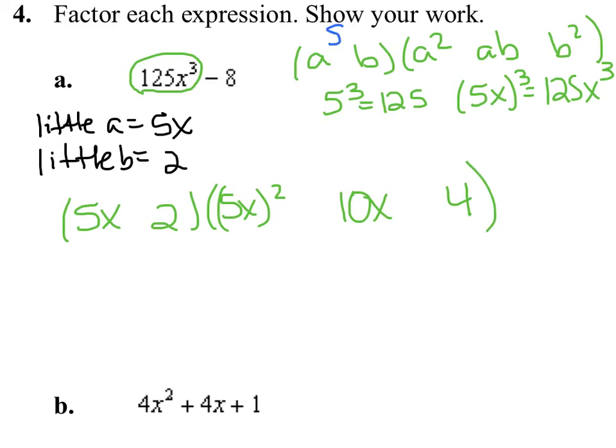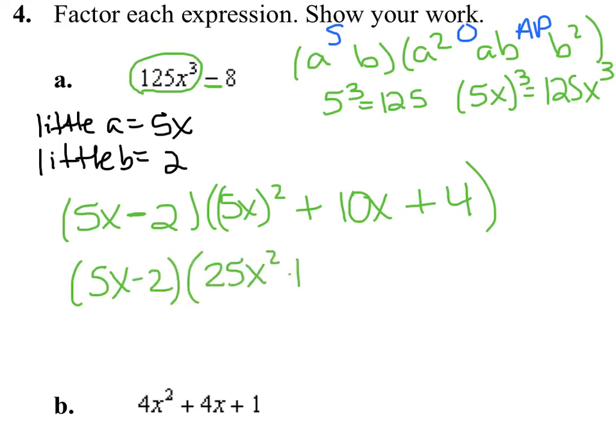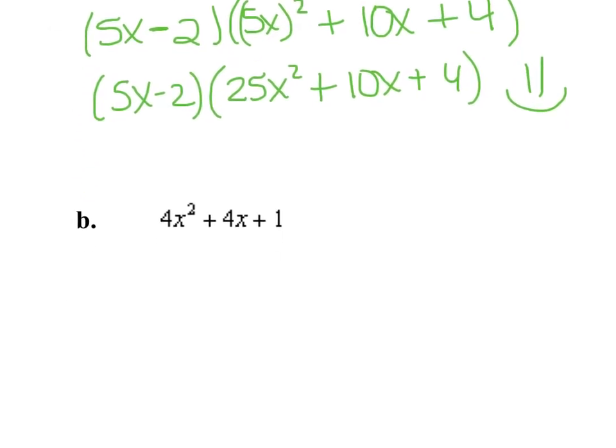Remember, same sign, opposite, always positive. So the same sign would be a minus. So I have a minus sign here. This is opposite, and that is always positive. And the last thing you need to do is simplify this right here. You need to apply that exponent. So I get 5x minus 2, parentheses 25x squared plus 10x plus 4. And that is how you factor a cubic or sum and difference of cubes.